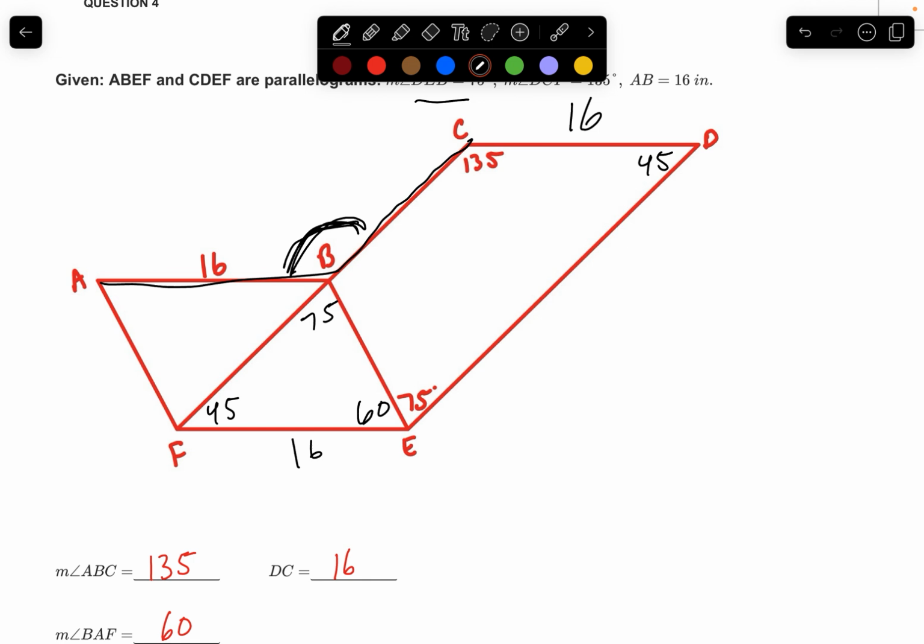Well, we know that this line is parallel to this one, and this line is parallel to this one, so we would know these two lines are in fact parallel. So if those are parallel, alternate interior angles, that angle would have to be 135. So that's one way to get it.